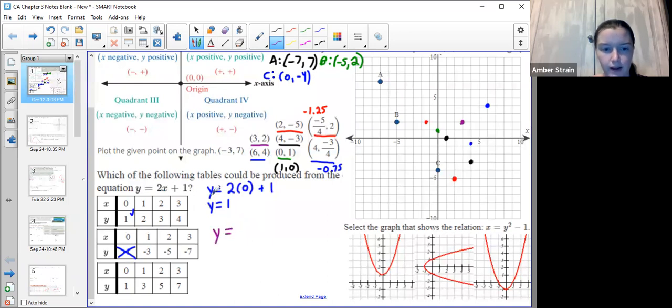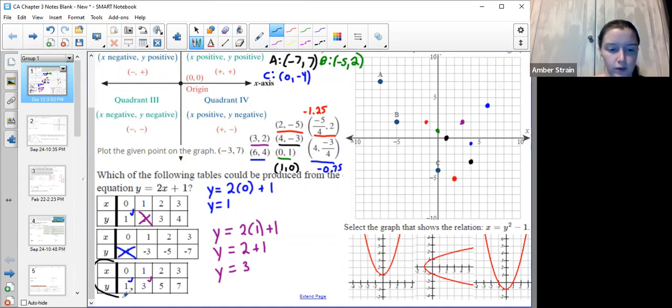If I put a 1 in place of the x here, then I would get 2 times 1, of course, is 2, plus 1 would make a 3. This one said that my output should have been a 2. That was not correct, so it's not this data set as well. So the actual solution, the data set that matched this pattern, is going to be the last one. If this were a multiple choice question, this would be your answer.